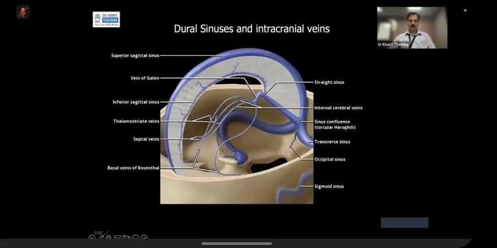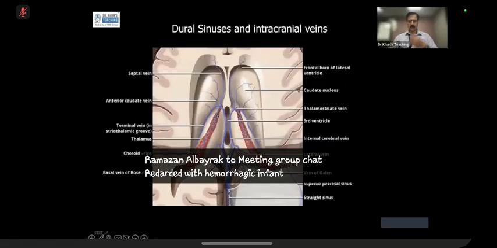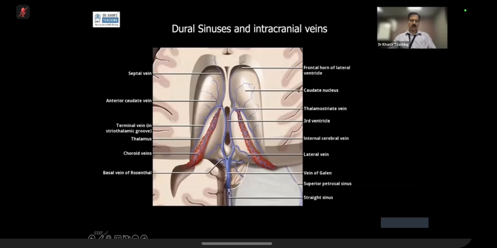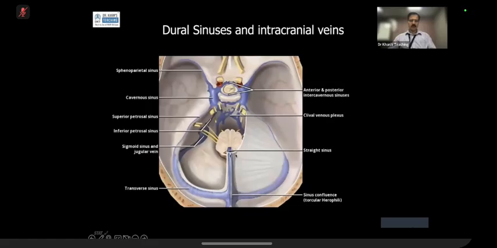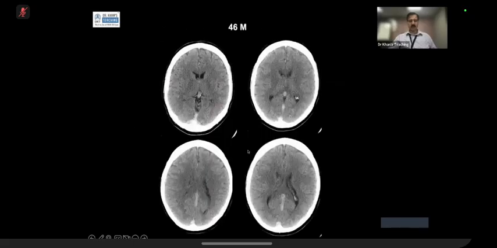The straight sinus, this is the confluence of sinus, and then the transverse sinuses, right and left. And these are the two transverse sinuses. Of course, cavernous sinus is slightly different territory. And here, just to make a point that the internal cerebral veins, both of them are draining the vein of Galen, and then the straight sinus. This is an axial post-contrast sequence with internal cerebral veins, which are seen here.